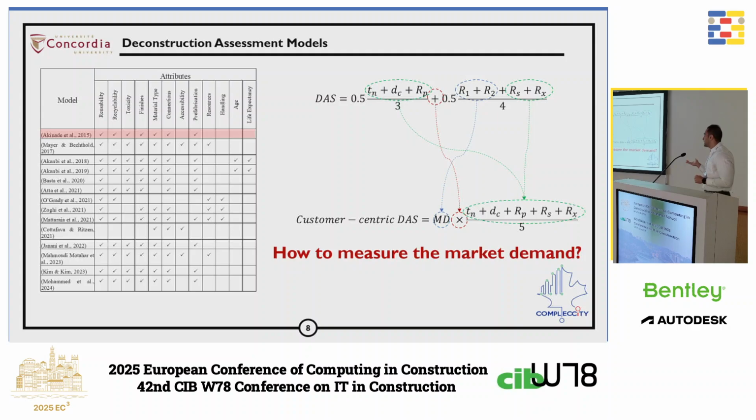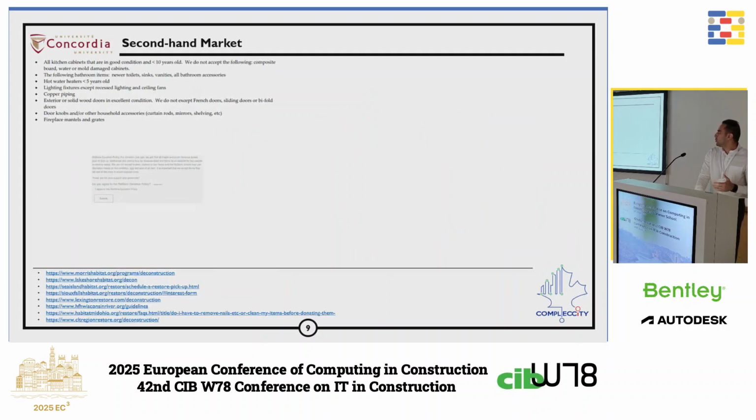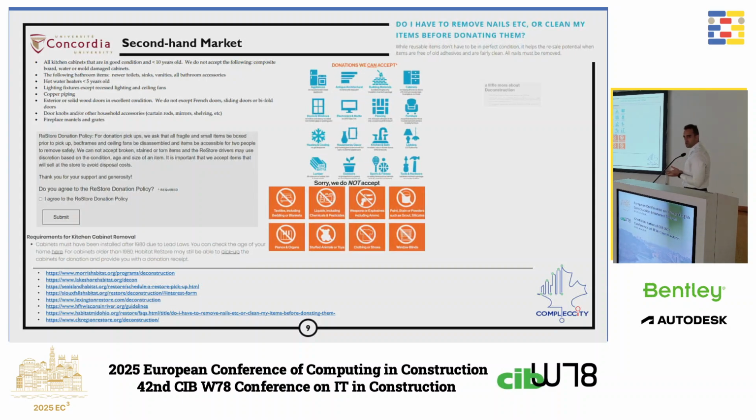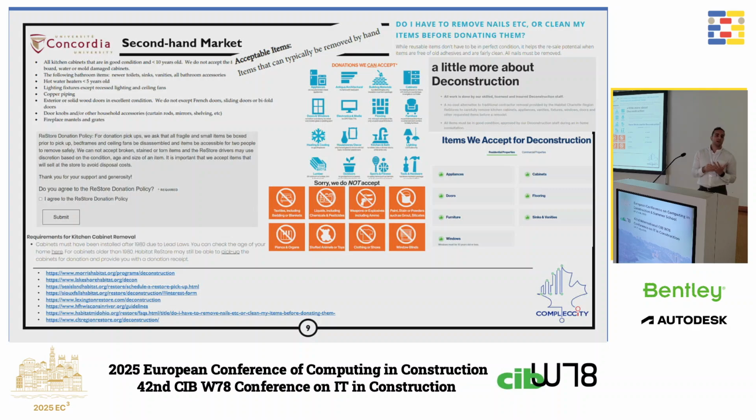So the next question is how to measure the market demand. That's the new concept that we are adding to the equation. So to do so, we needed to understand what the market wants. So we categorized the consumers into 2 categories. The first one was the retailers. Retailers are the ones who are willing to take this window, sell it as a window. Take this door, resell the door as a door. That's it. So we checked the retailers that we have. I'm talking about North America, US and Canada.